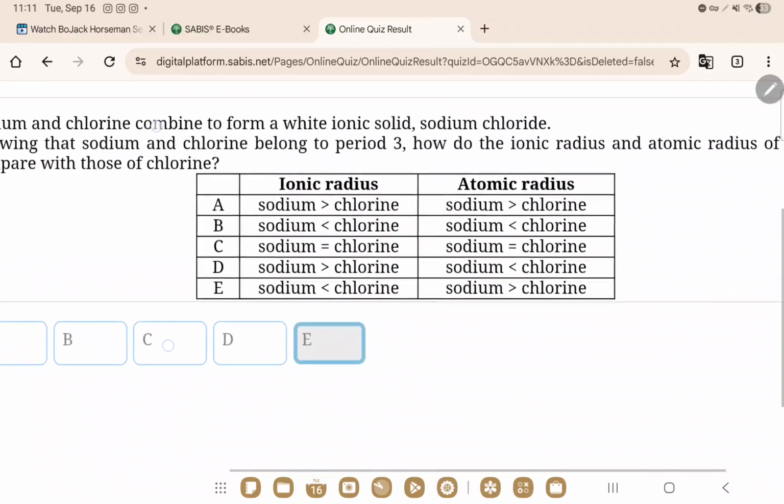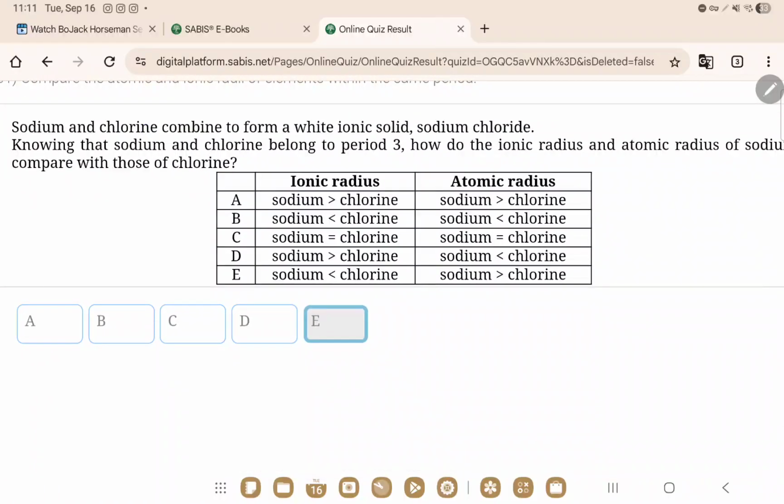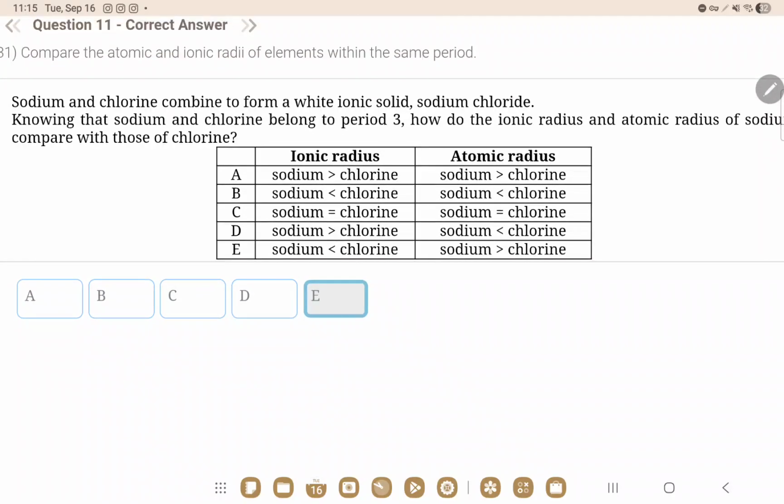Knowing that sodium and chloride belong to period 3, how does the ionic radius and the atomic radius increase? Now, the ionic radius is basically when it's an ion. Now, we know that cations are positive, right? So, Na plus, Cl minus.